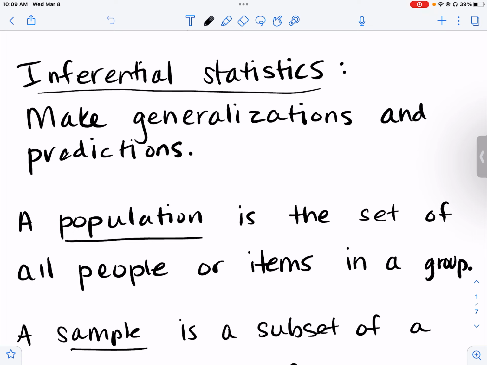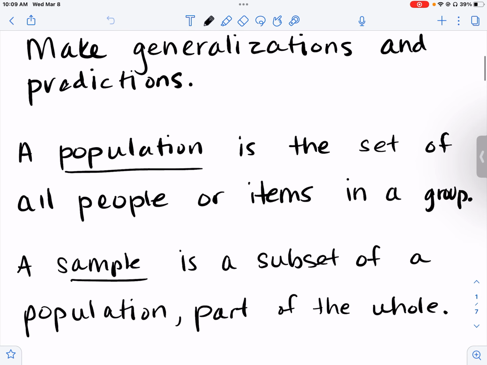A population is the set of all people or items in a group. A sample is a subset of a population. It's part of the whole.